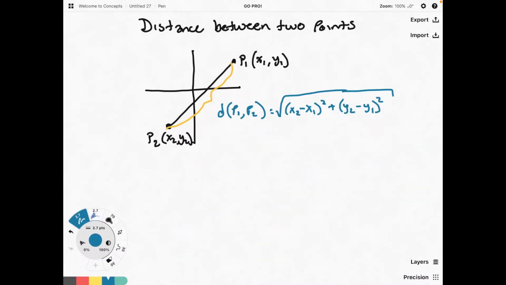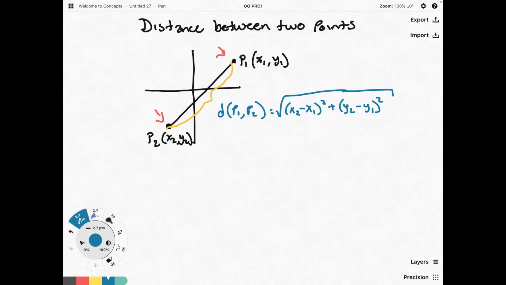Hello, today we will be looking at finding the distance between 2 points on a coordinate plane. If you have a point, P1, located here, and a point P2, located here, and you want to know the distance, which is indicated in yellow, you can think of the distance between the 2 points as the length of the hypotenuse of a right triangle.